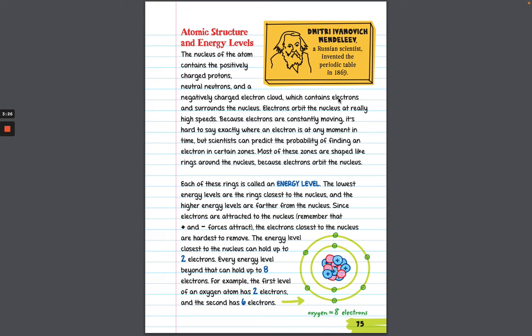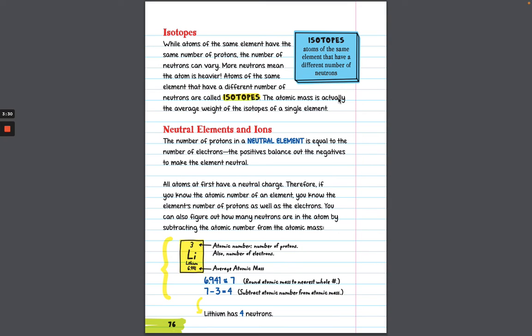Dmitry Ivanovich Mendeleev was a Russian scientist who invented the periodic table in 1869.